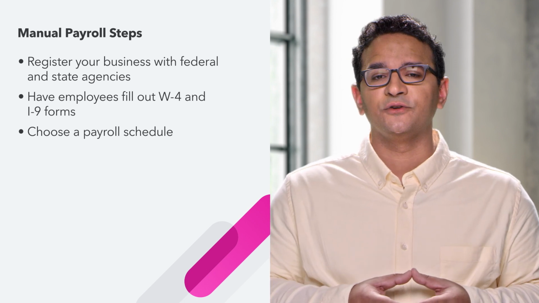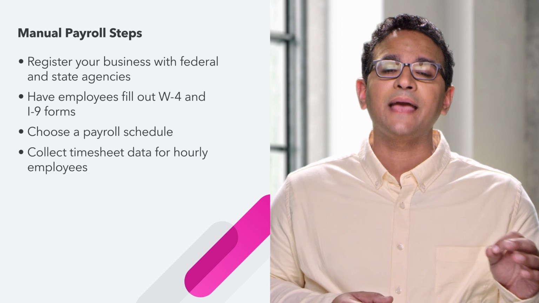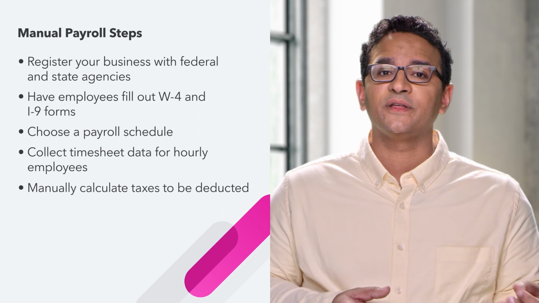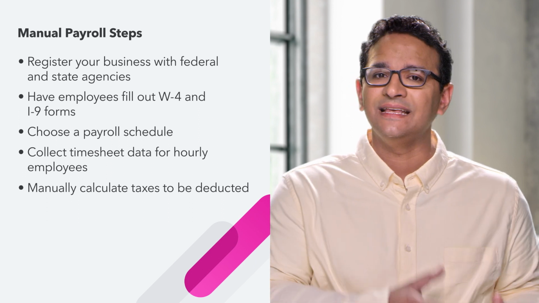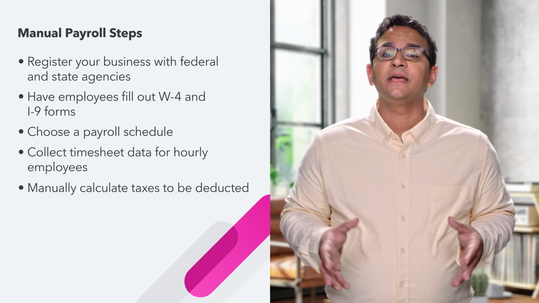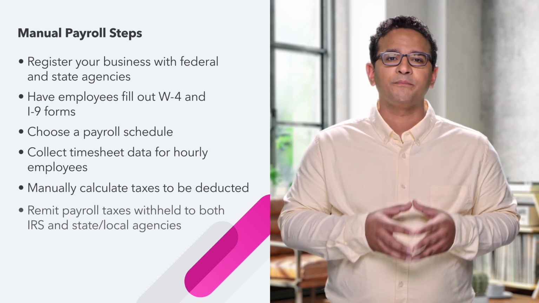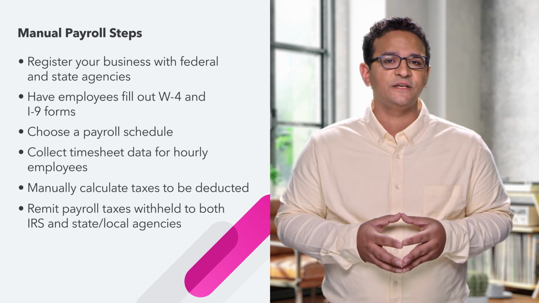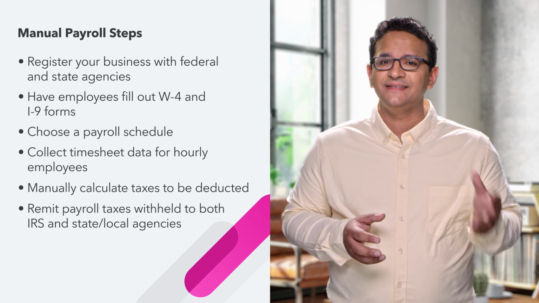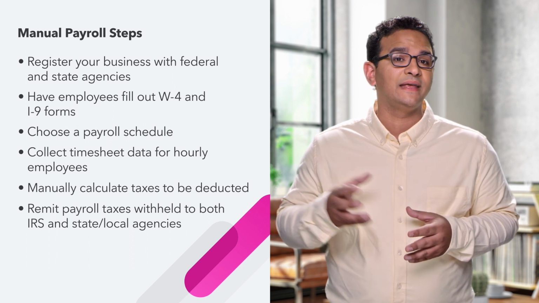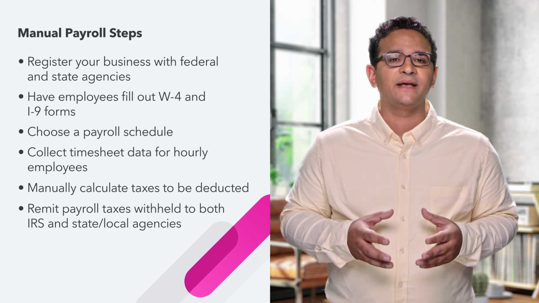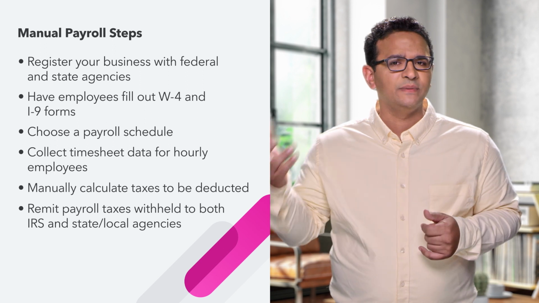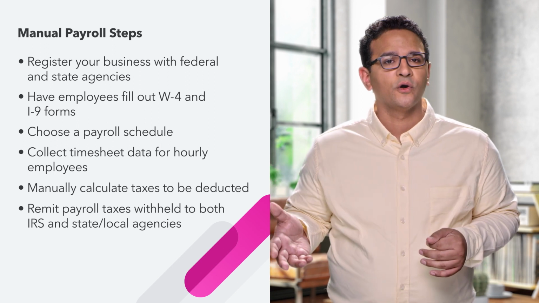Now, for each payroll period, collect timesheet data for your hourly employees and calculate the payroll. Make sure that you have the correct withholding taxes deducted from those paychecks. After you issued your payroll checks, make sure to remit payroll taxes withheld and accrued to both IRS and state and local agencies. The frequency of those payments is dictated by your total payroll liability amount. Make sure to check with the IRS and your state for those. In some cases, the tax payment schedule could be semi-weekly, monthly, or quarterly.